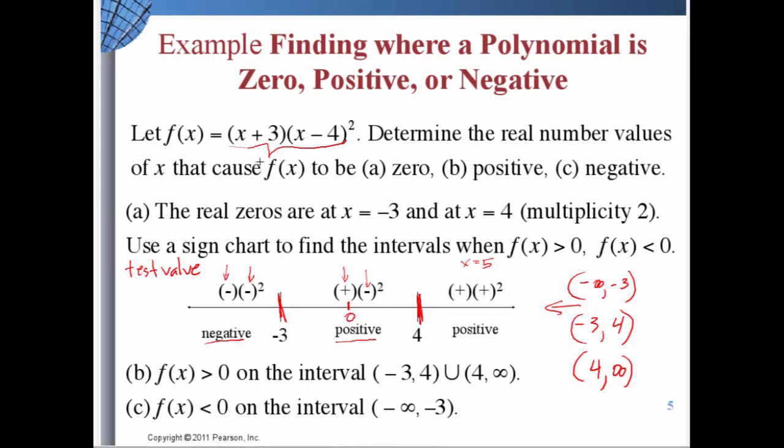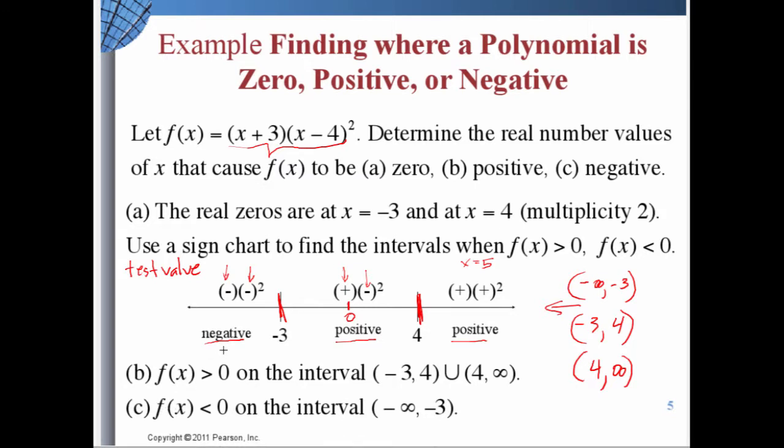When we evaluate our function at 5, we get a positive first factor and a positive second factor, so overall the value of f will be positive on that interval. Okay, so once we've created this sign chart, really we want to create the sign chart before we even answer the questions on B and C.